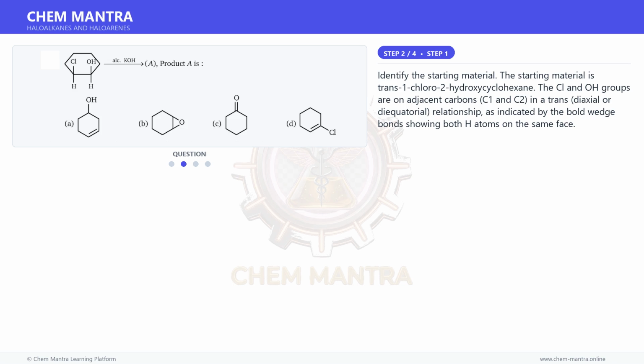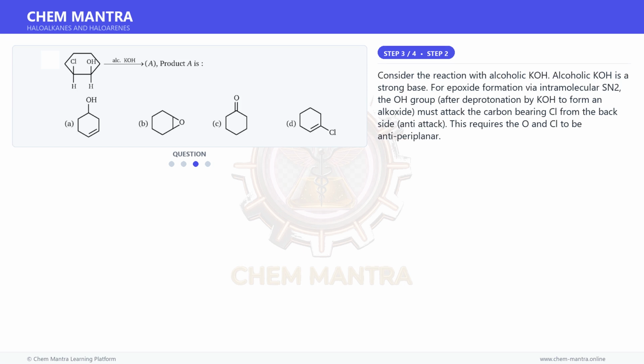Moving on to the next step. Identify the starting material. The starting material is trans-1-chloro-2-hydroxycyclohexane. The Cl and OH groups are on adjacent carbons, C1 and C2, in a trans-diaxial or diequatorial relationship, as indicated by the bold wedge bonds showing both H atoms on the same face.